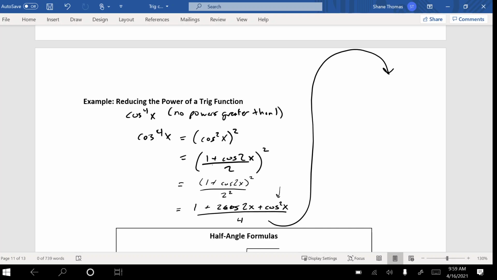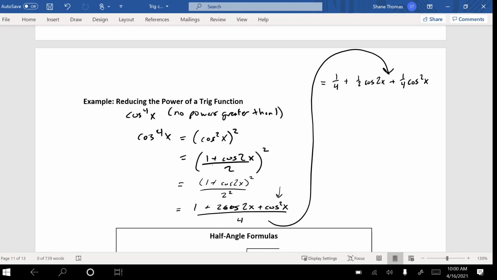If I can isolate this term, I could replace it the same way we did before, right? So I'm going to divide everything by 4. That's going to give me 1/4 plus 2 cosine of 2x over 4, which is 1/2 cosine of 2x, plus 1/4 cosine squared of 2x. So now I no longer have the big fraction. I just took that 4 and divided each term by it. You guys all right with what I did there?